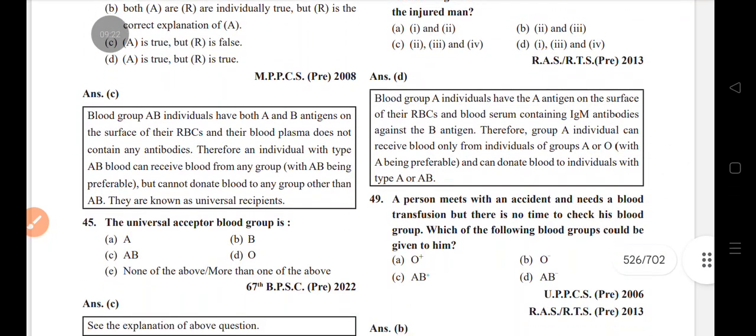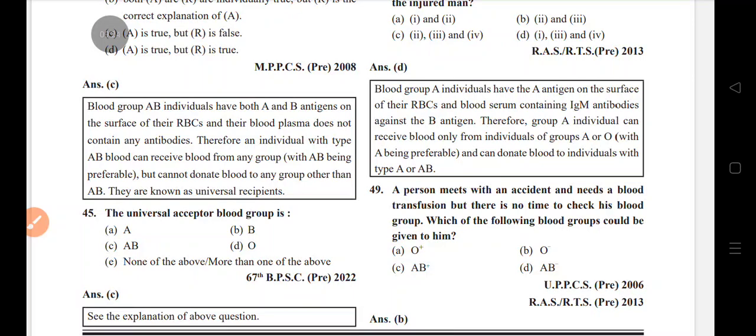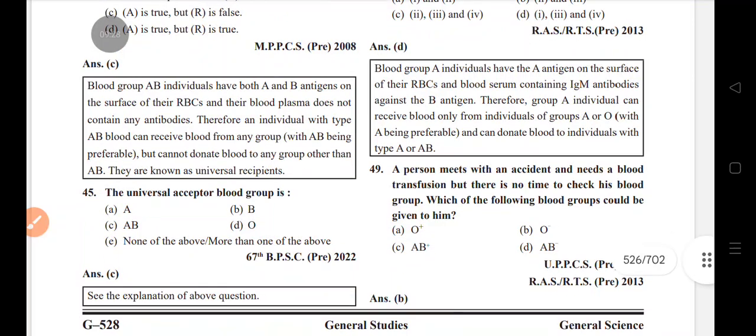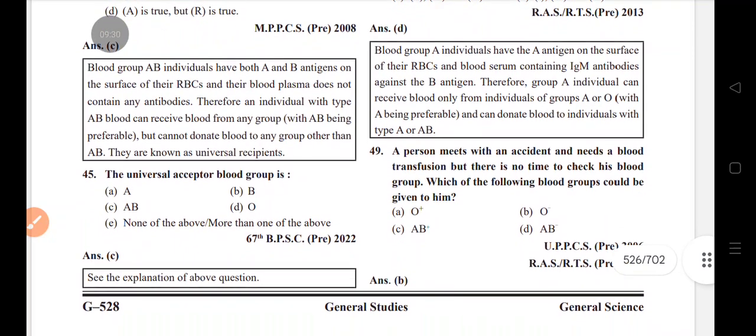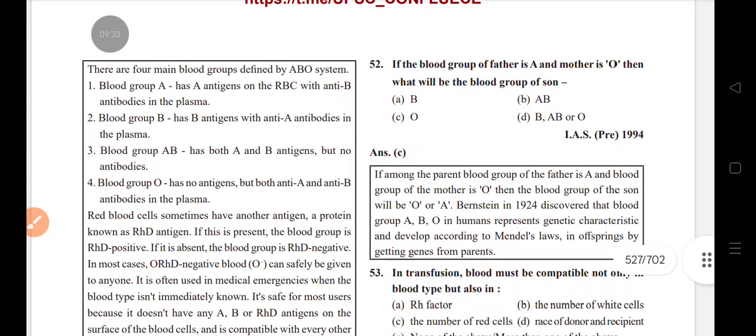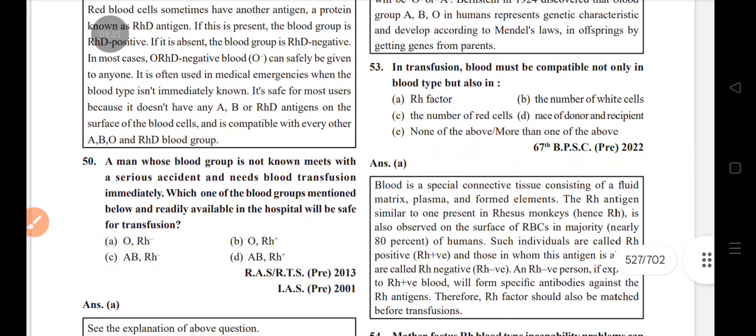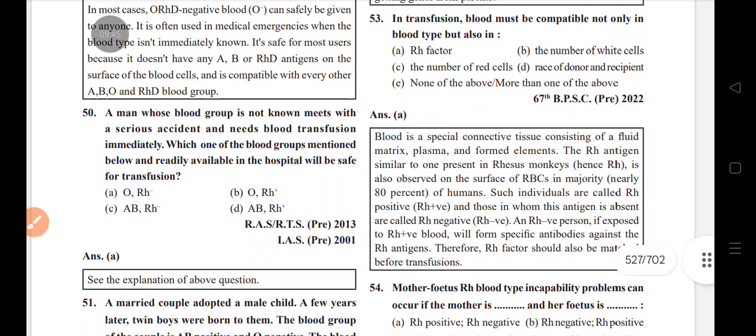A person who met an accident needs a blood transfusion, but there is no time to check his blood group. Which of the following blood groups could be given to him? O. A man whose blood group is not known meets a serious accident and needs a blood transfusion immediately. The blood readily available in the hospital that will be safe for transfusion is O or Rh minus.